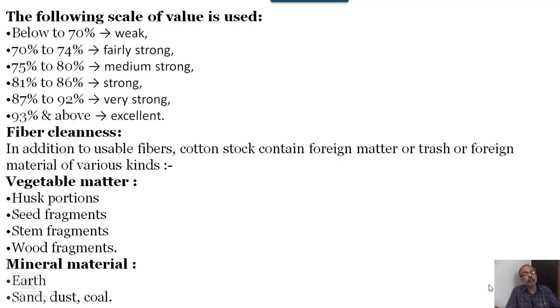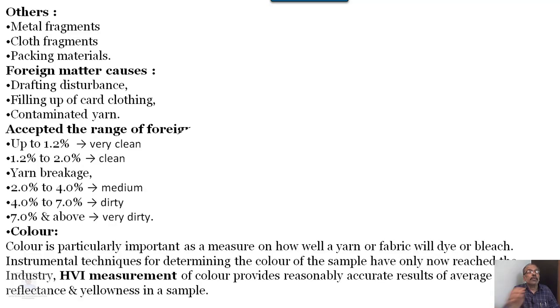So these different matters are mentioned over here: vegetable matters, husk portions, seed fragments, stem fragments, wood fragments, etc., or mineral materials, earth, sand, dust, coal, everything contaminating the cotton. Then metal fragments, cloth fragments, packing materials, foreign matters cause difficulties like drafting disturbance, filling up of the card clothing, contaminated yarn, etc.